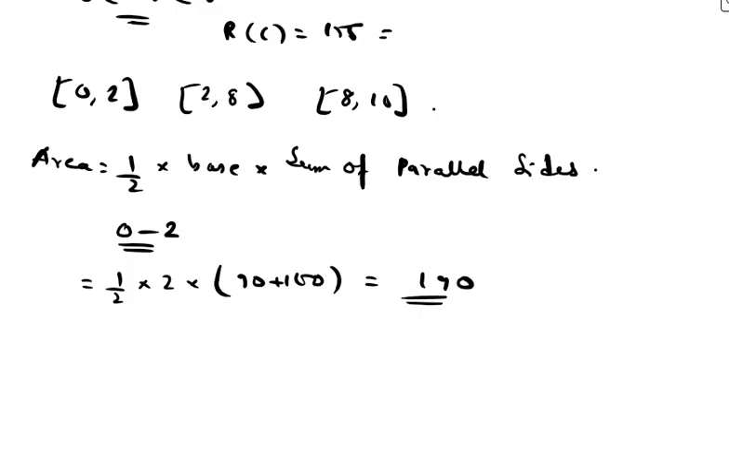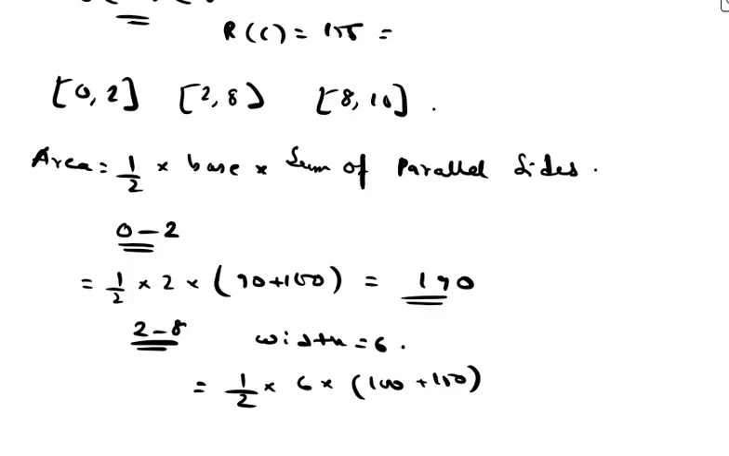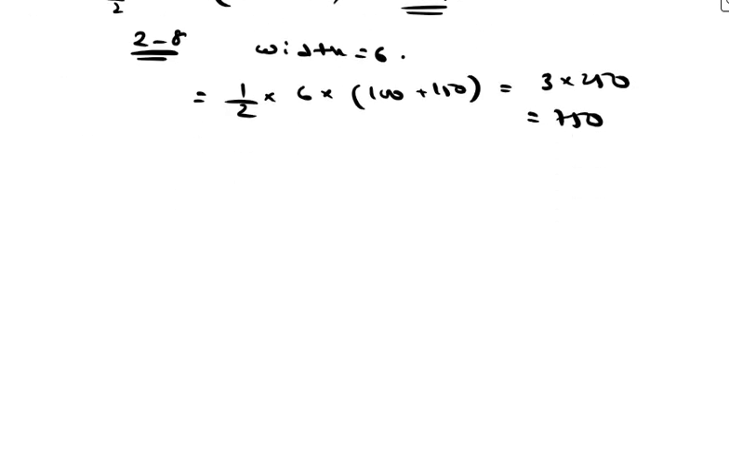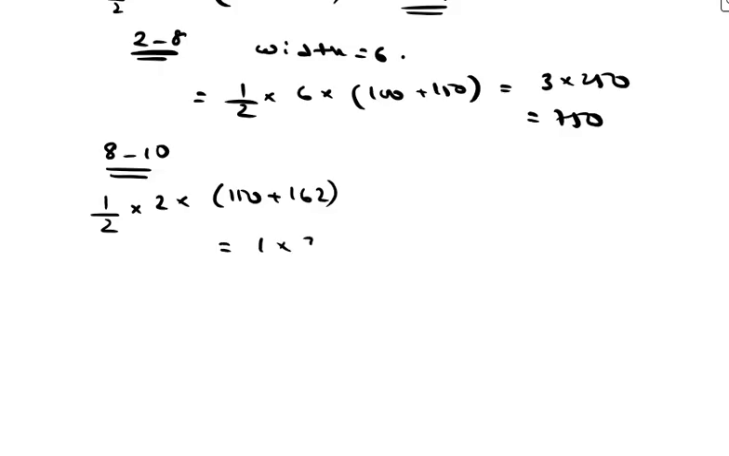Now the second interval 2 to 8, width is 6. So here half into 6 into (100 + 150), that is 3 into 250, that is 750. Now the third interval 8 to 10. Here we get half into 2 into (150 + 162), that is 1 into 312, that is 312.